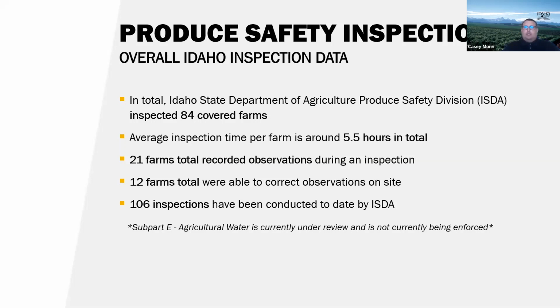And that will be subject to change too as Subpart E agricultural water becomes under regulation next year for our large farms. So in total, 21 farms recorded observations during an inspection. Of those 21 farms, 12 farms total were able to correct it on site. And to date, 106 inspections have been conducted by ISDA.